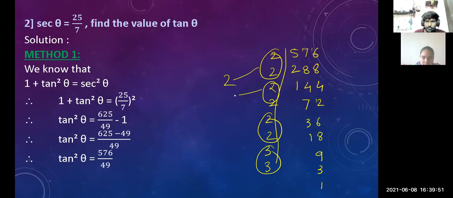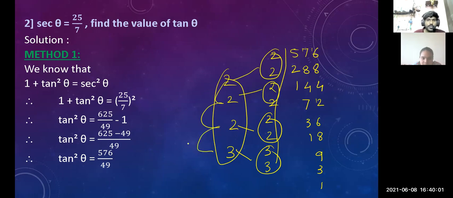So 2, 2, 2, and 3. Multiply all of this. 2 into 2, 4. 4 into 2, 8. 8 into 3, 24. So square root is 24. This method you must have understood. Yes or no?